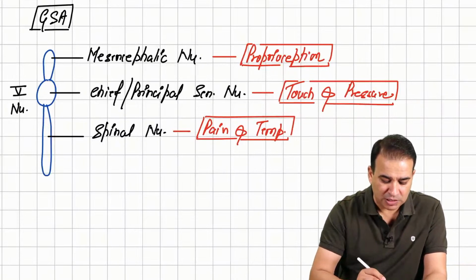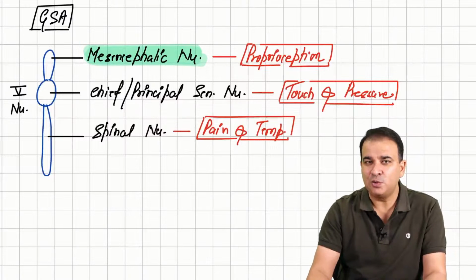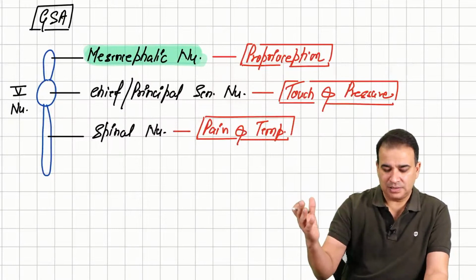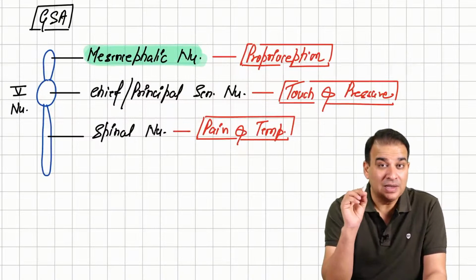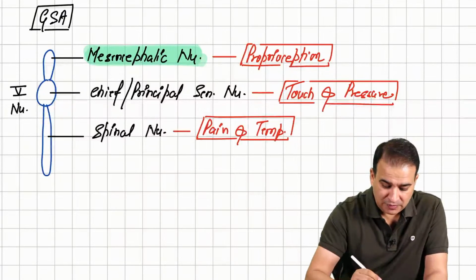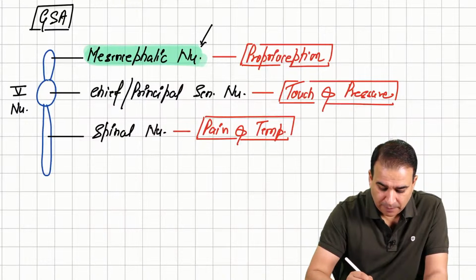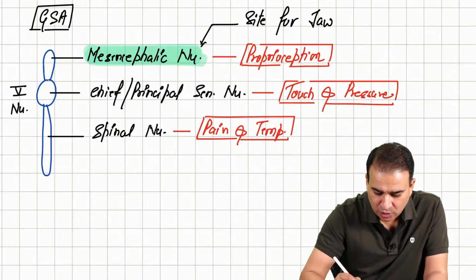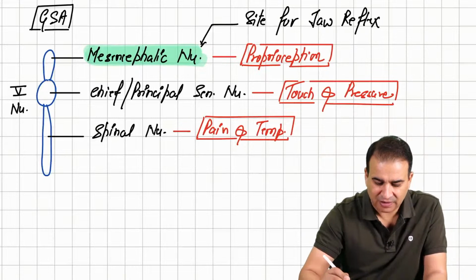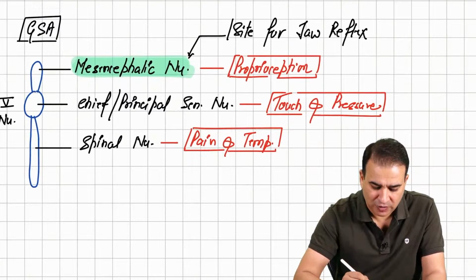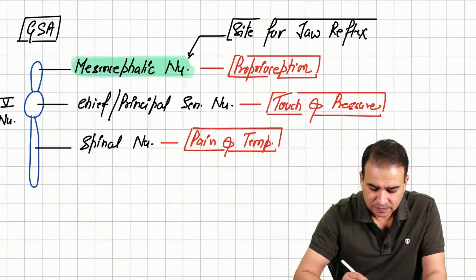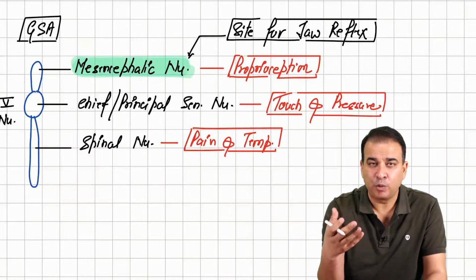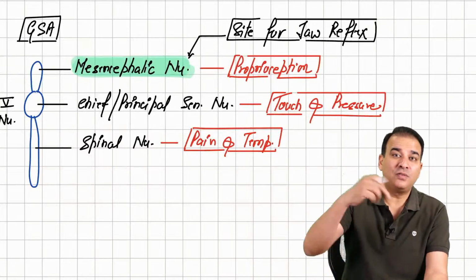Especially the mesencephalic nucleus out of this has had multiple questions asked in previous year examinations, guys. The mesencephalic nucleus is a site where the proprioceptive fibers come inside. It is also a site for the jaw reflex, or you can call it the masseteric reflex, of the masseter muscle. Because it is a center for proprioception, the jaw reflex center is this only, guys.